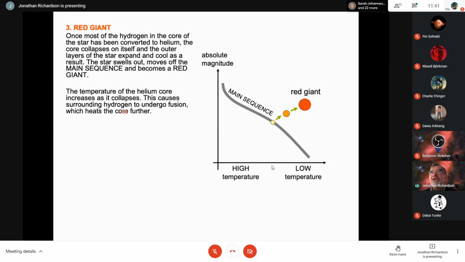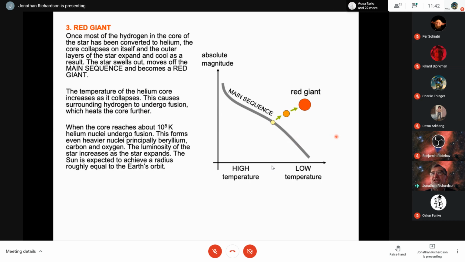The temperature of the helium core increases as it collapses, which causes more fusion, and heats the core even further. So we're now getting to the point where the temperatures are getting pretty unbearable. Heavy nuclei, beryllium, carbon, oxygen are being formed, and the star increases in its size.